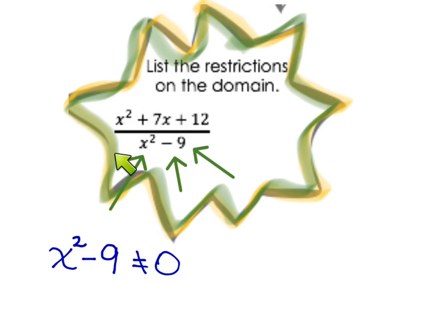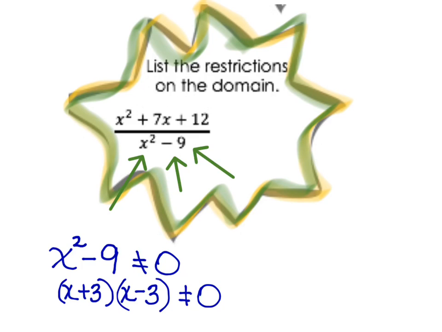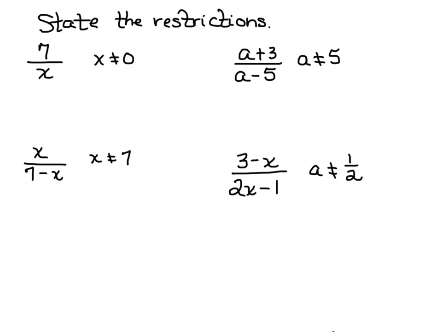In this example, it might be in your best interest to factor this denominator. You don't have to, but we tend to lose an answer when we don't factor it. And we know this is the difference between two perfect squares, which is going to be x plus 3, x minus 3. And so the two excluded values are 3 and -3. Okay, so here's some more examples, take a look at them for a second.